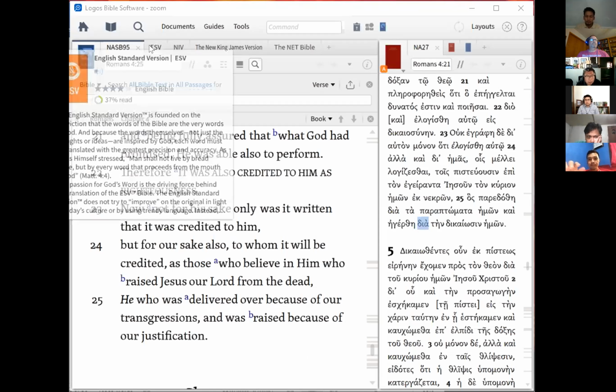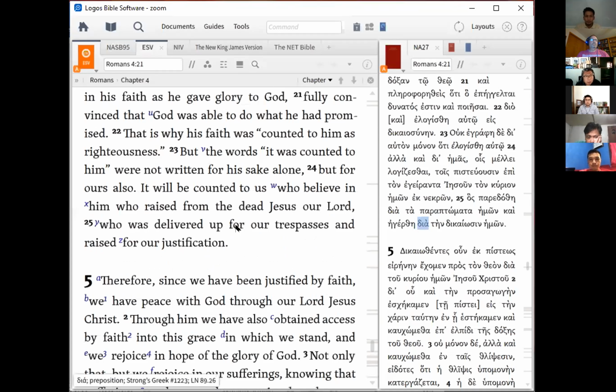So "because" is actually a good translation here of dia. The ESV used the word "for." Now in English, "for" has the idea of "because," a reason. Semantically, it means the same thing. It's just that it's technically a preposition in English here, because look what follows it. What follows the word "for" there?